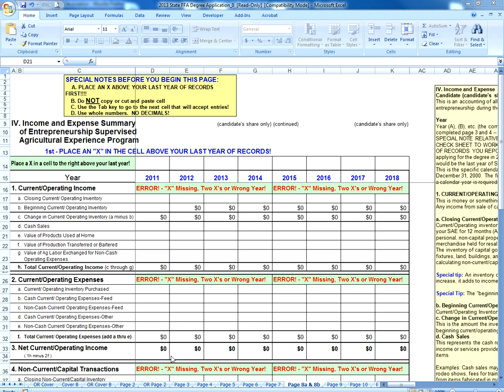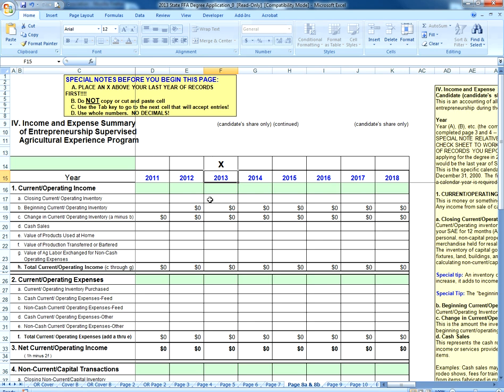But in this application we're doing, and many of us do, we have an entrepreneurship project or multiple projects. So we're going to get those into this application. First thing, you get to page 8 and it says there's an error. You have an X missing, or there's 2 X's, or you put it in the wrong year. So we need to put an X in the cell above your last year of records. Well, for us, this is going to be 2013. We'll place an X. All of a sudden, all the angry words go away.